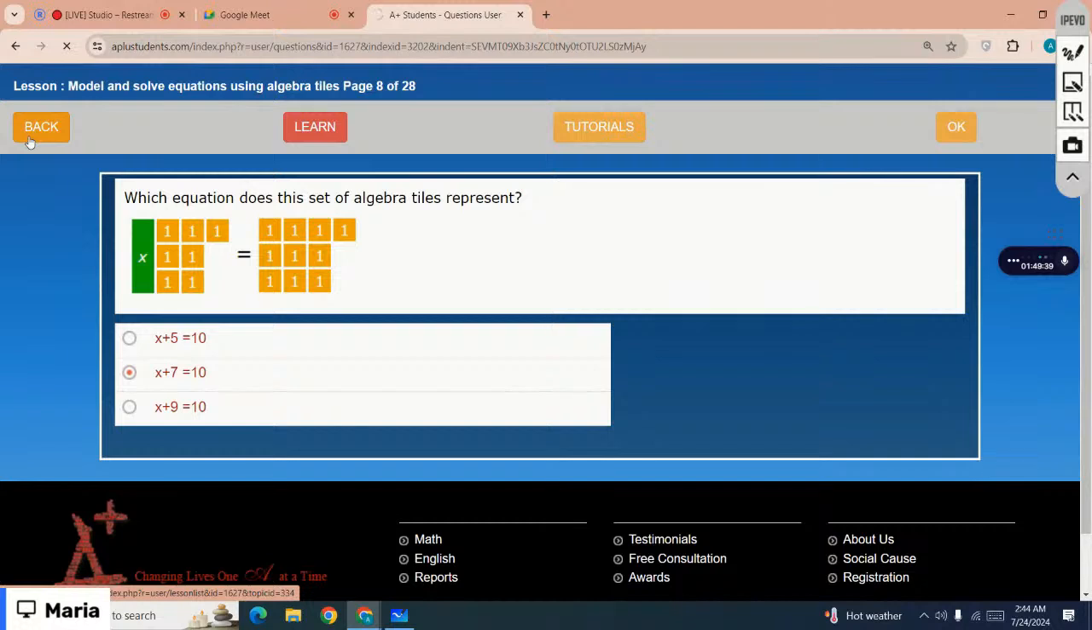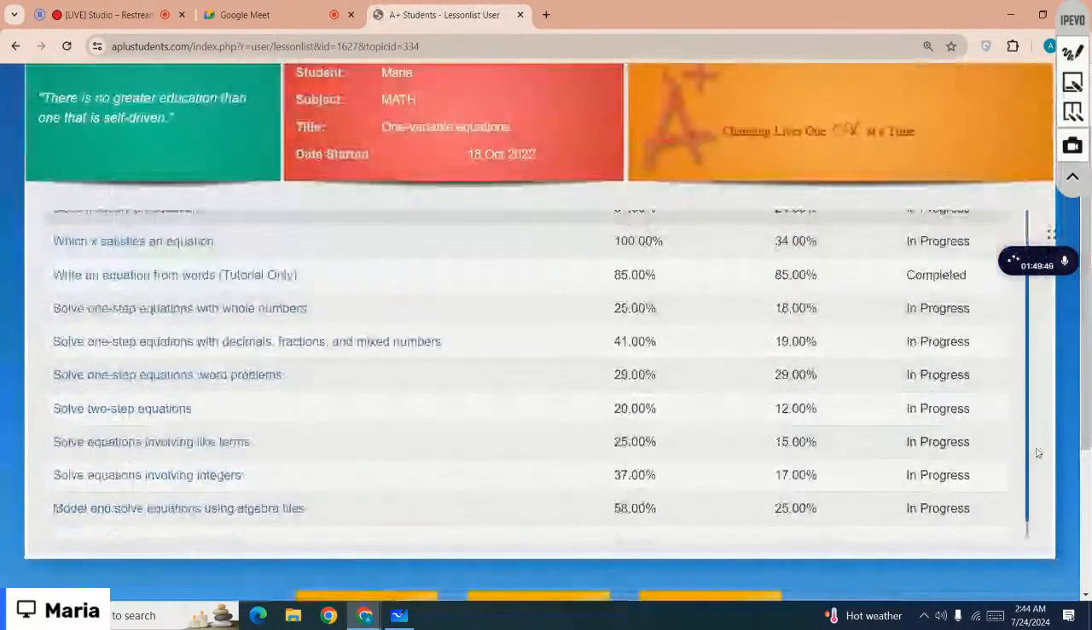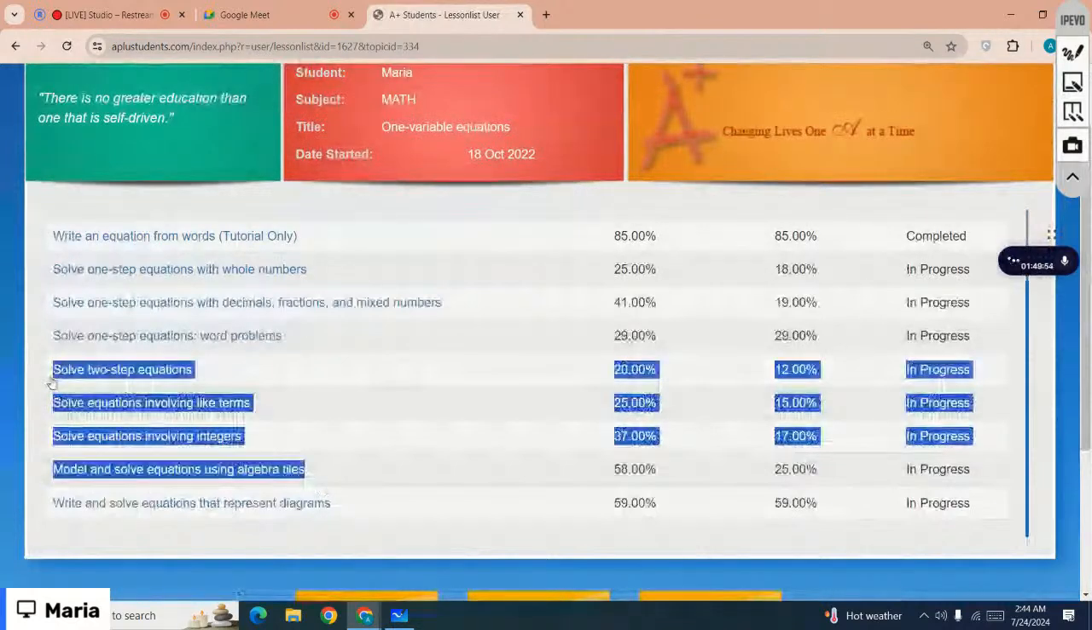So we were working on grade 6 math. The chapter we were working on is one variable equations. And the lessons we have covered today are equations, solve equations involving like terms, solve equations involving integers, model and solve equations using algebra tiles. So please make sure before the next session you can complete all the practice questions for the lessons we just did. That is your homework until next session.